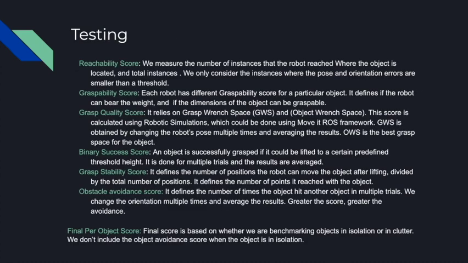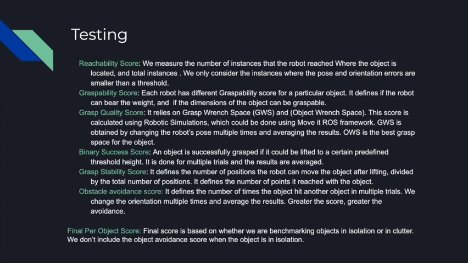I will be testing my model and comparing it with the performance measured in the following methods and evaluating the results for the performance. Reachability score. We measure the number of instances that the robot reached where the object is located, and total instances. We only consider the instances where the pose and orientation errors are smaller than their threshold.